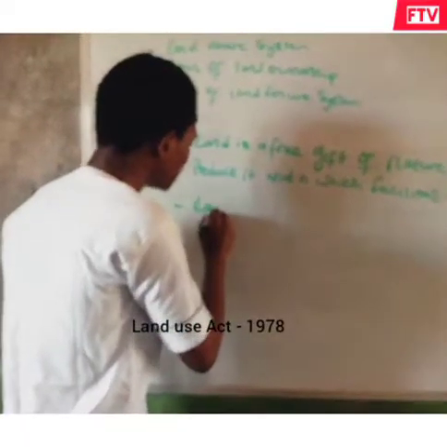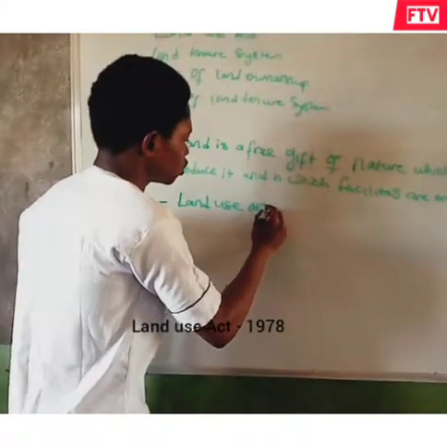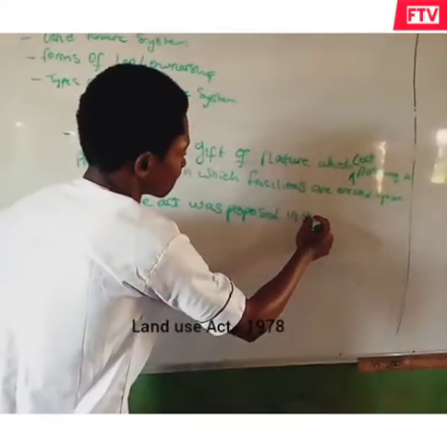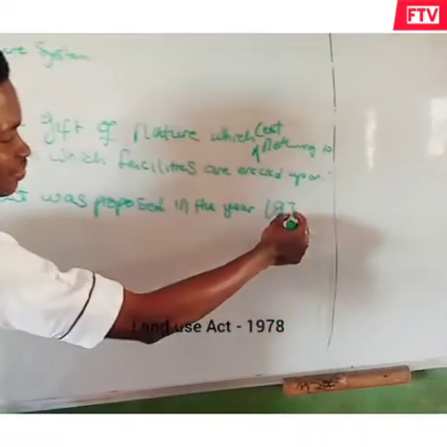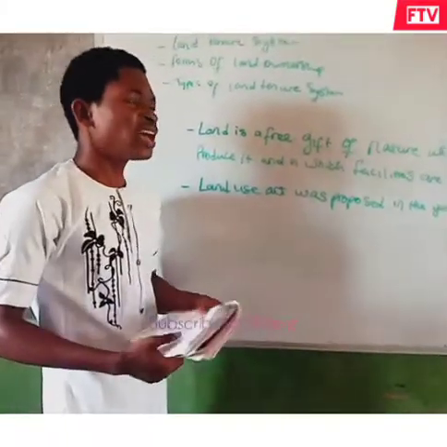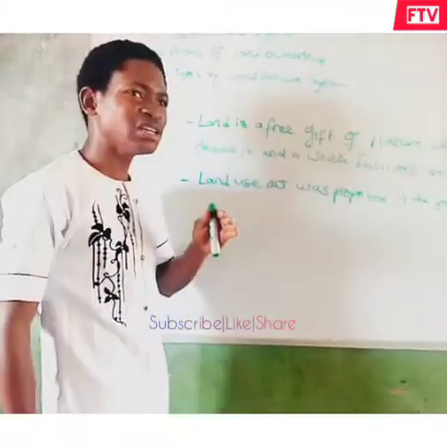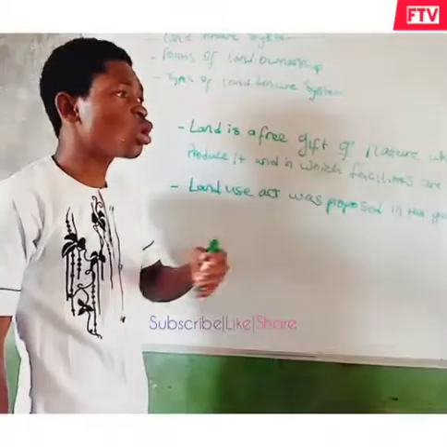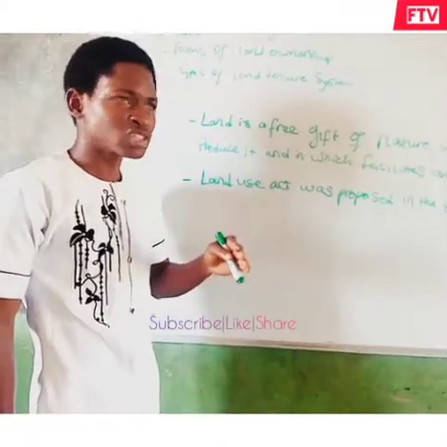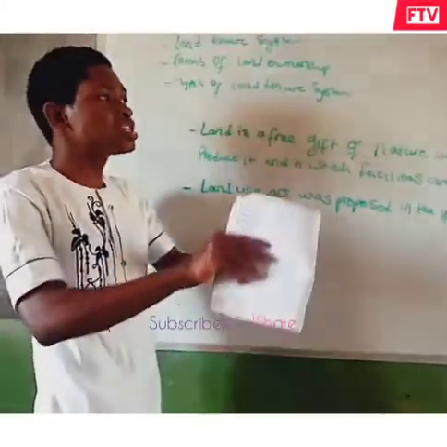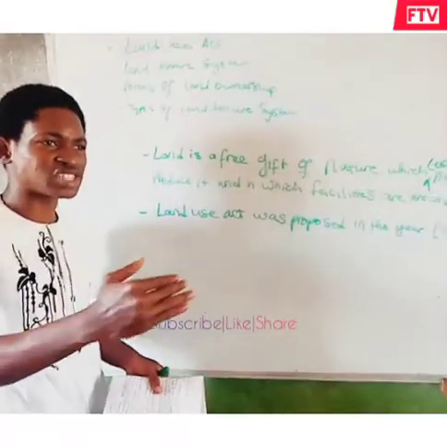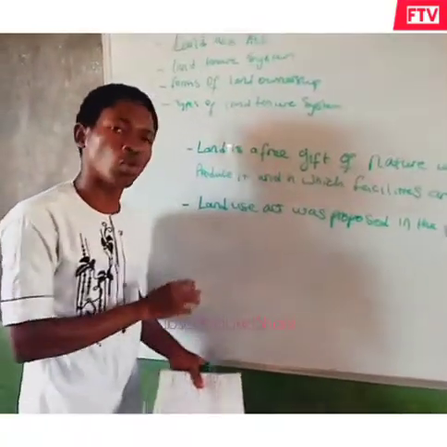The Land Use Act was proposed in the year 1978, and what it is all about is that it helps us to know what land mainly consists of, the uses of land. Land is not only used for building. Land is used for agricultural purposes. Land is used to build companies, for technological advancement, and for innovations. Forests are also there, and a lot of trees are planted on land. So the Land Use Act helps us to know what land is all about.